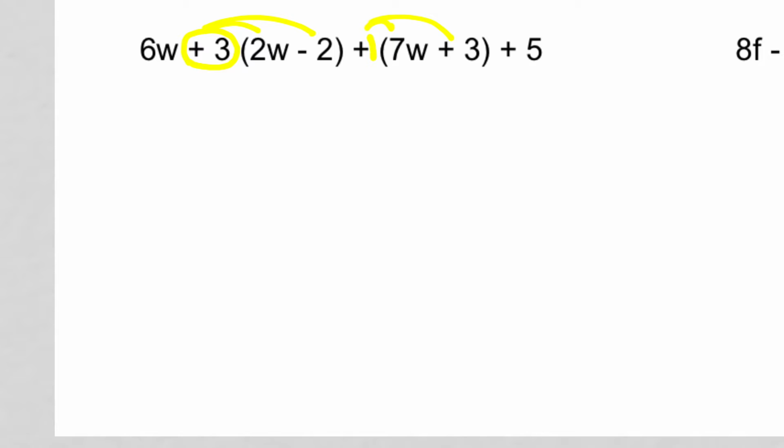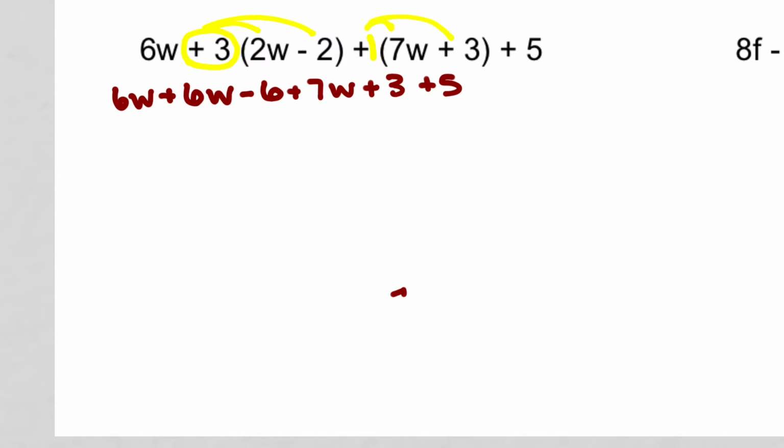So the first term, I still have that 6w out front. Nothing has happened to it. But then I've got my positive 3 times a positive 2w. Well, that gives me 6w's. And then I've got a positive 3 times a negative 2. Well, that gives me a negative 6. And then, like I said, I've got this assumed 1 in front of it, so I can just say, well, anything times 1 is itself. So I'm just going to go ahead and put 7w plus 3, and I still have plus 5.